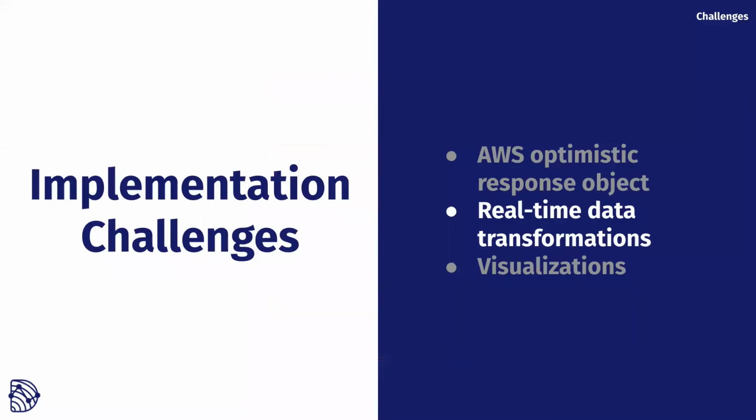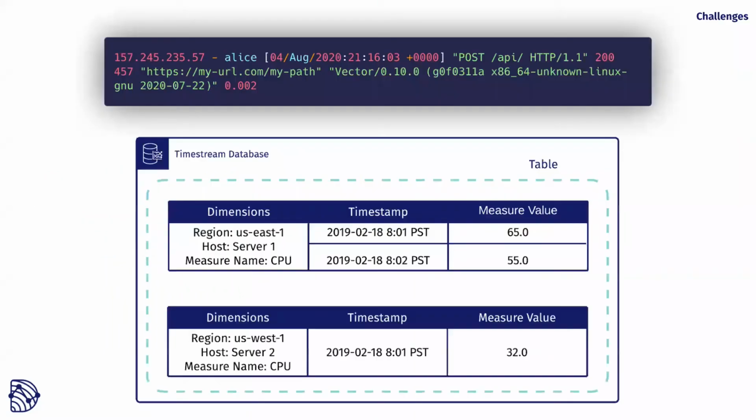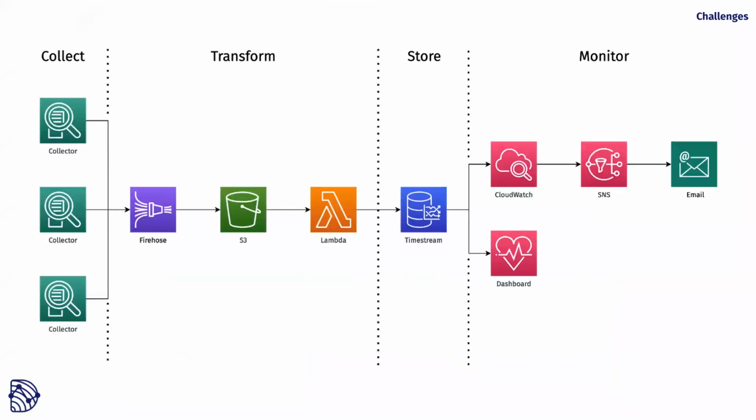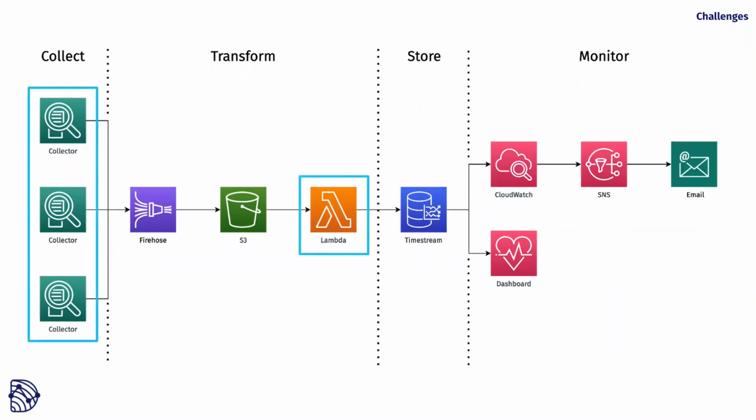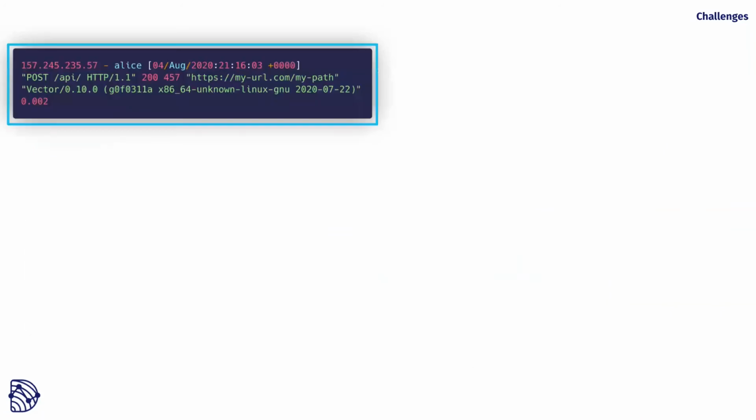The next implementation challenge was transforming data in real time. Or more specifically, how do we write raw text logs to a time series database? To achieve this, we have 2 different data transformation steps. The first is in the collector, and the second is in the Lambda. We have already discussed how both work, but to reiterate, logs are typically emitted as plain text. Here, we have an example of an Nginx log.